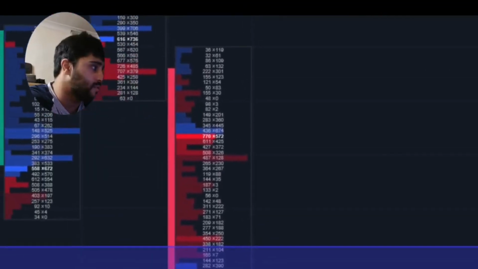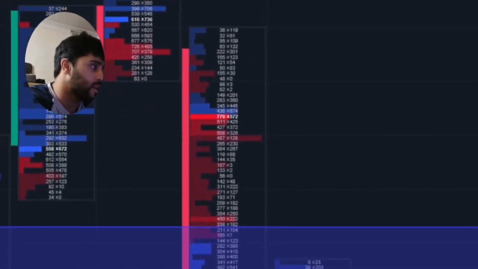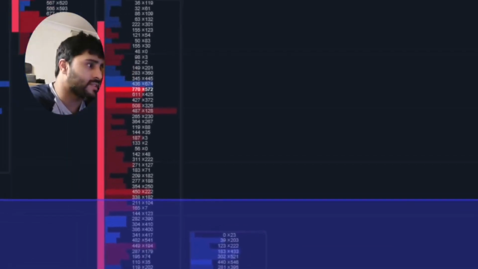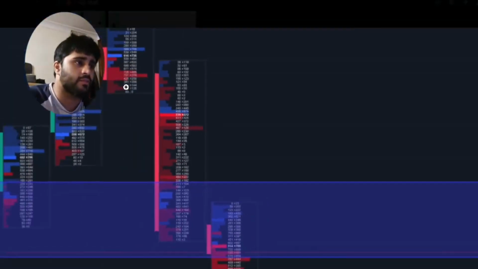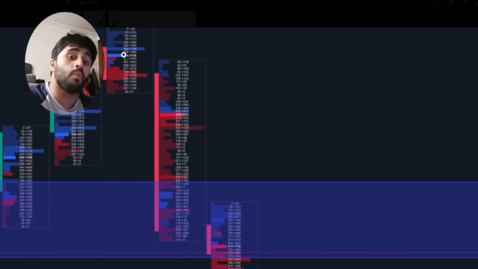I want traders to understand what we mean by blue delta. What blue delta represents is essentially this: the blue delta itself will represent the fact that there are more aggressive buyers than sellers.